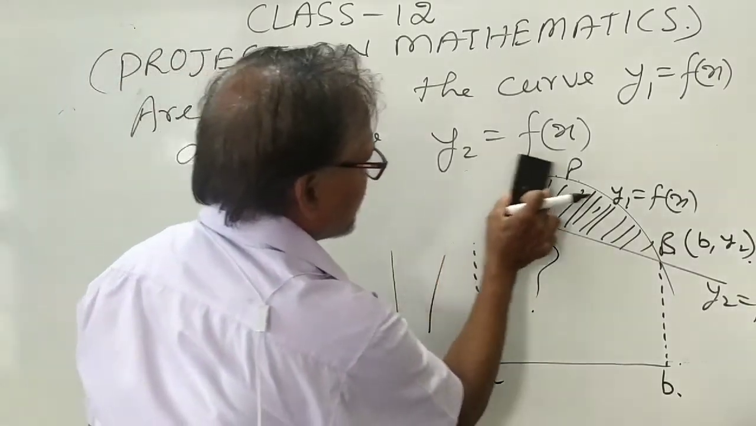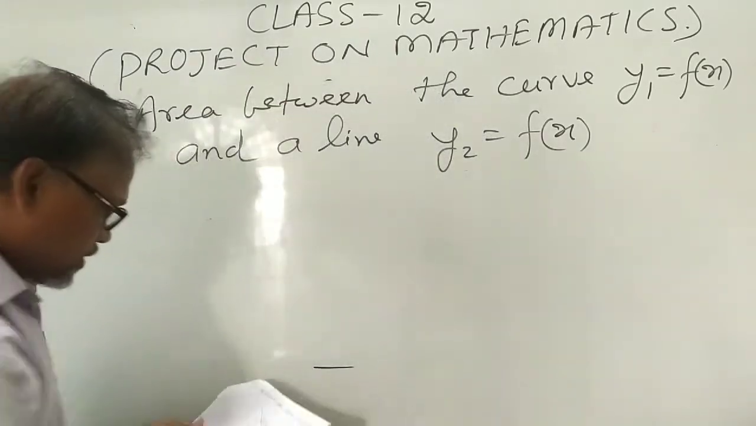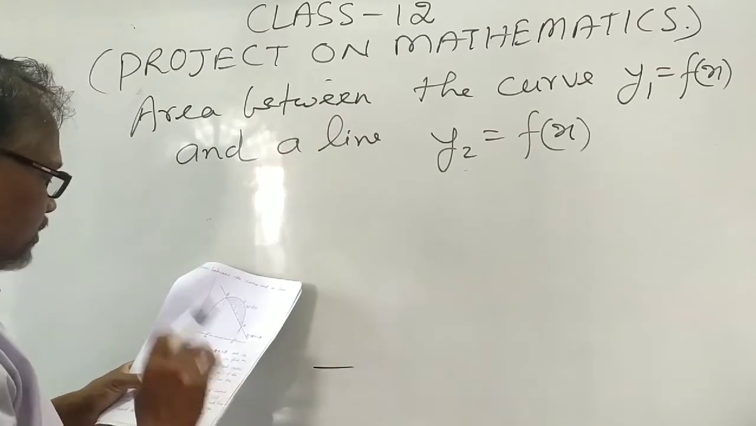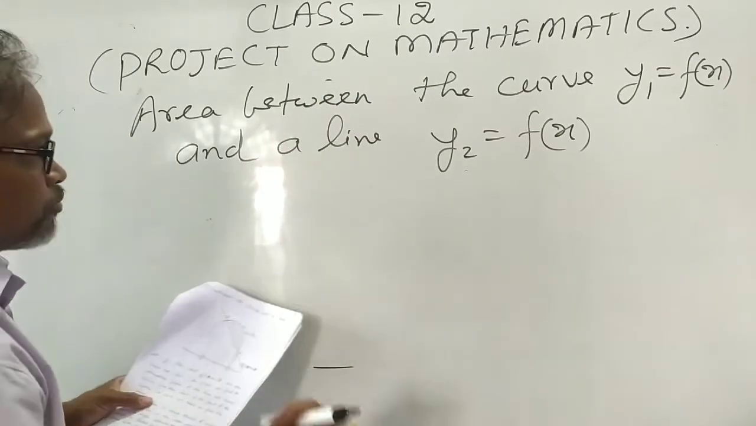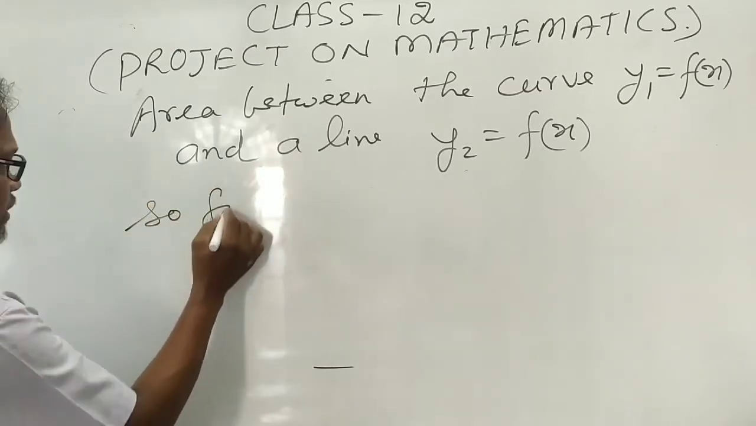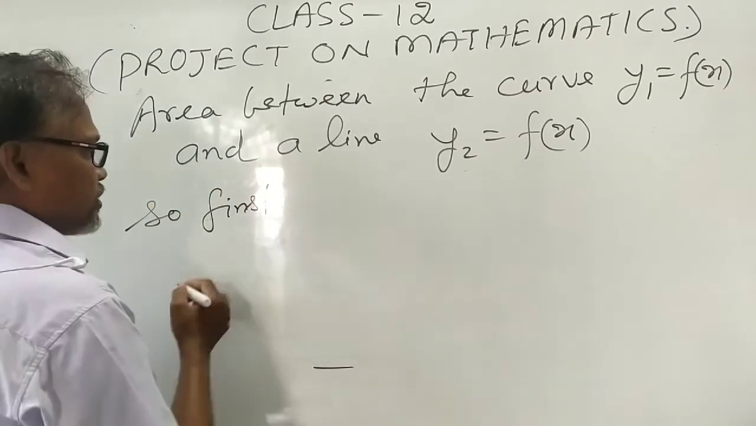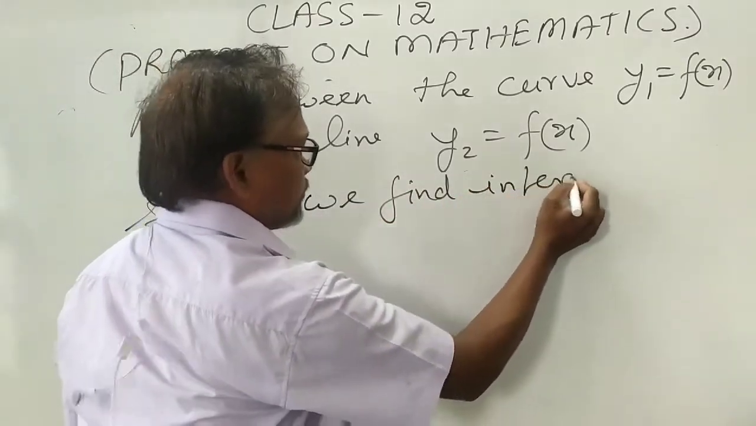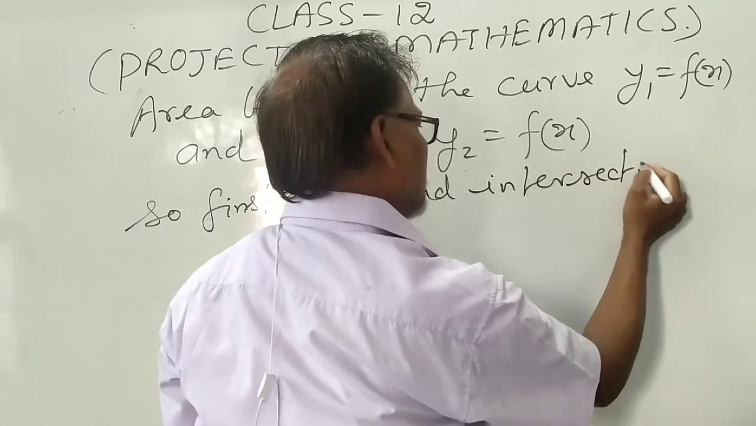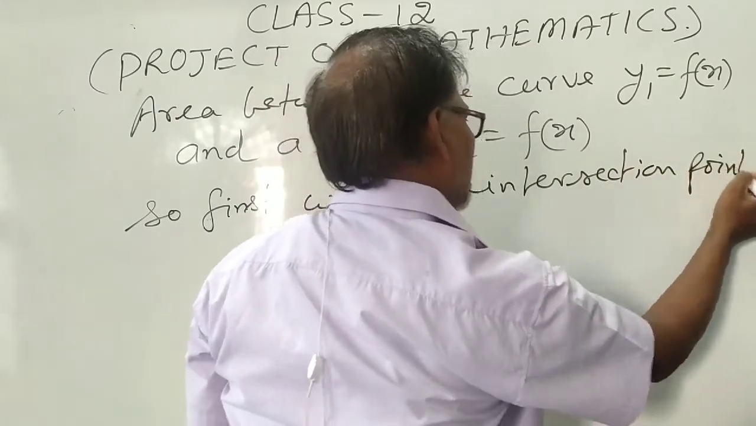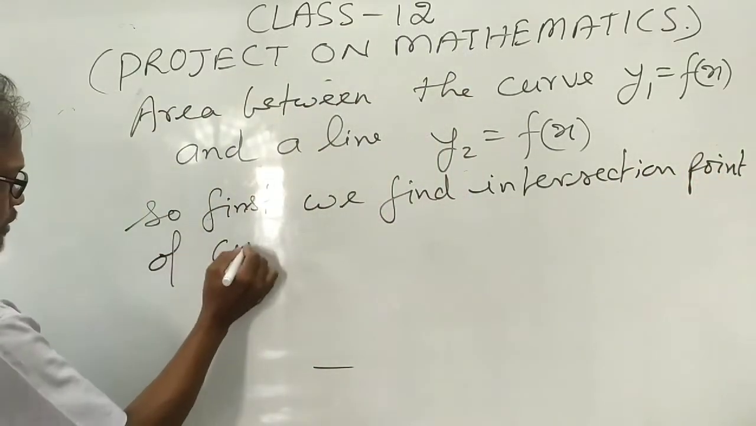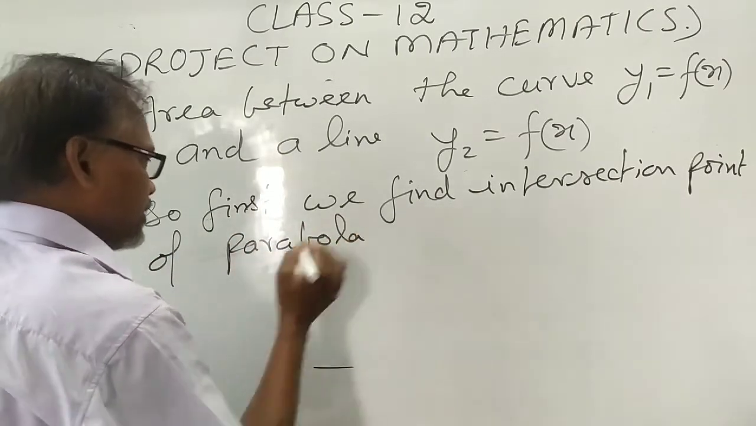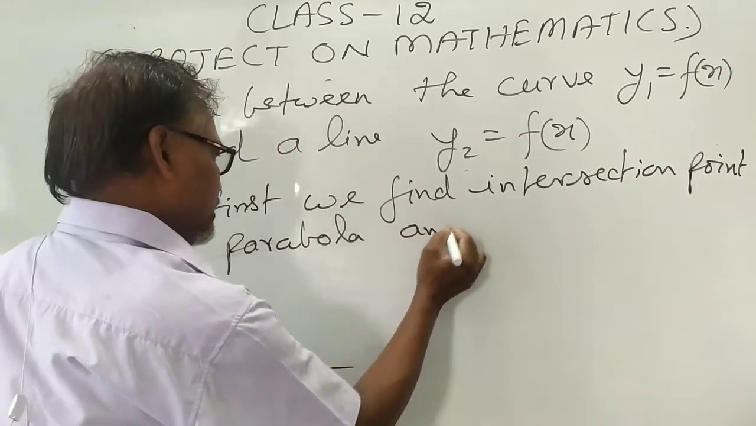Thereafter you will get, let y1 is equal to f(x) and y2 are the curve and line. So first we find the intersection point. तो सबसे पहले intersection point निकालेंगे. So first we find the intersection point of the curve, मतलब पैराबोला हम लिख देते हैं इसमें, because you are doing the parabola and the line.